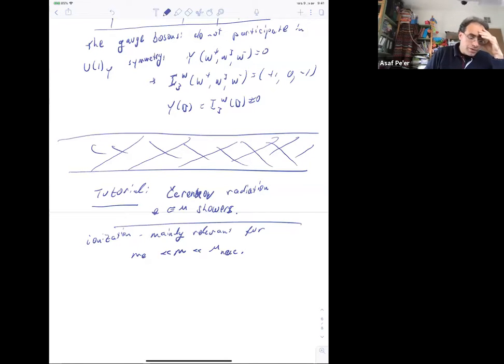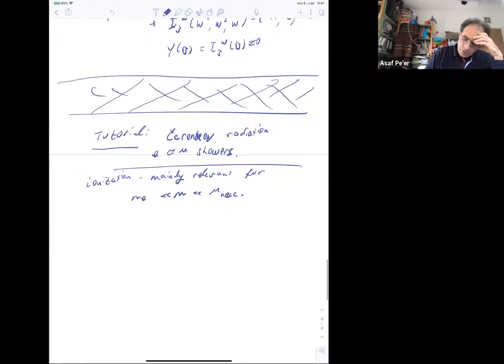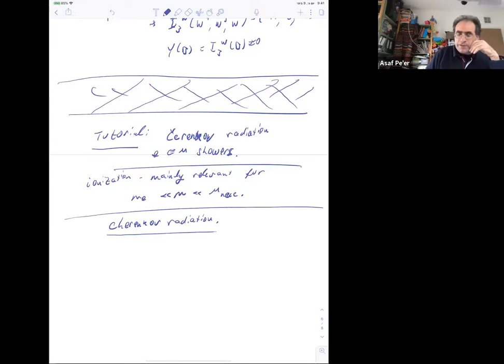Now I want to speak about the Cherenkov radiation. So what is it? The physical idea is very simple, very interesting. And Cherenkov discovered that in the 30s. And I think actually the theory goes to Igor Tamm and another Russian guy, whose name I at the moment forgot. And it goes as follows.